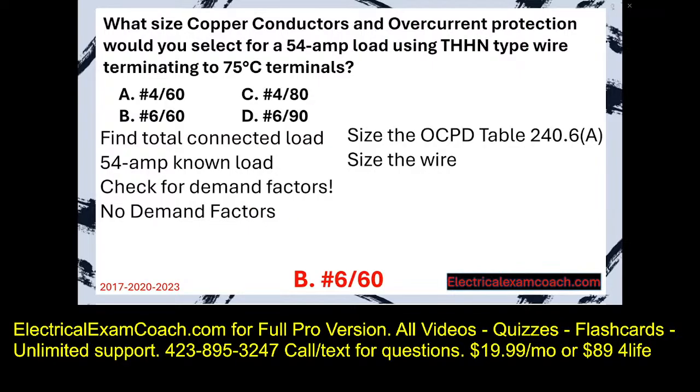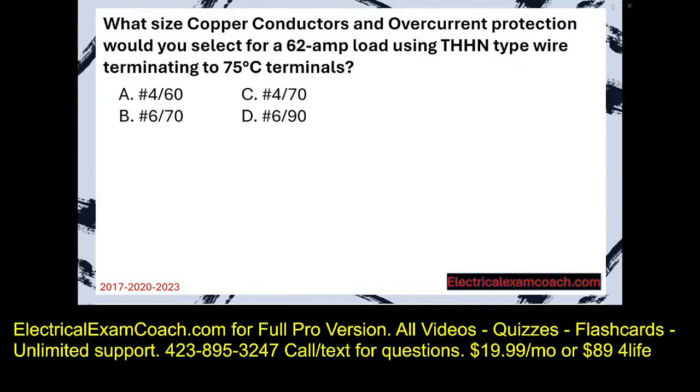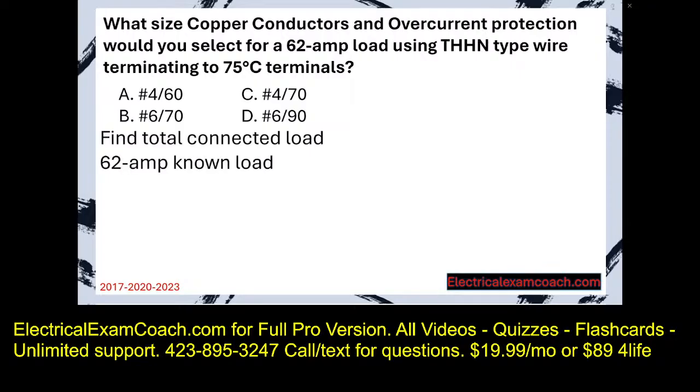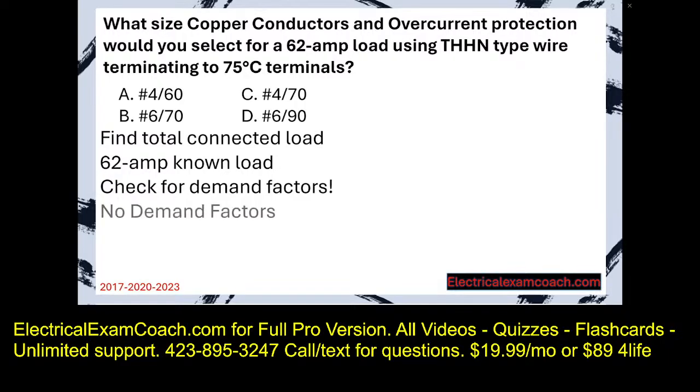What size copper conductor and overcurrent protection would you select for a 62 amp load using THHN wire terminating to 75 degree C terminals? Step 1, find our total connected load. In this case, it starts at 62 amps. But we must check for demand factors. With there being no special pieces of equipment mentioned or the fact that it's running for 3 or more hours, in this case, there are no demand factors. Now, we go ahead and size our overcurrent protective device.